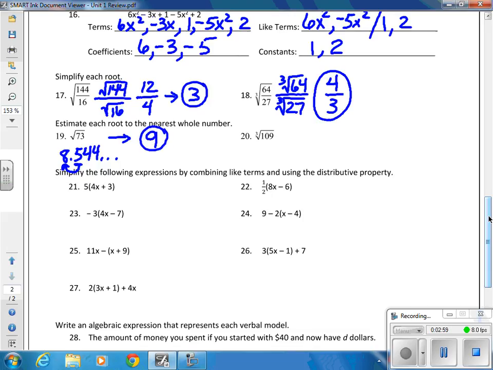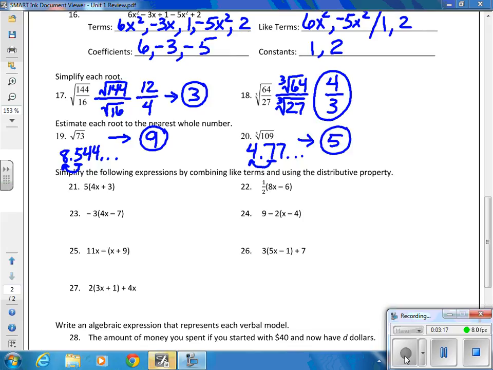Right? For the cube root of 109, you're going to come out with 4.77... And again, just look at the first 7. The 7 is going to bump that 4 up to a 5. So the cube root of 109 is closest to the whole number 5.